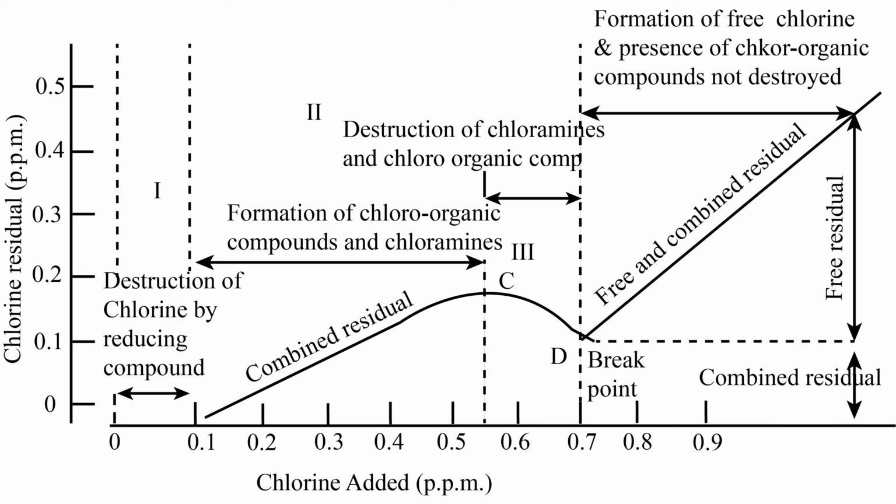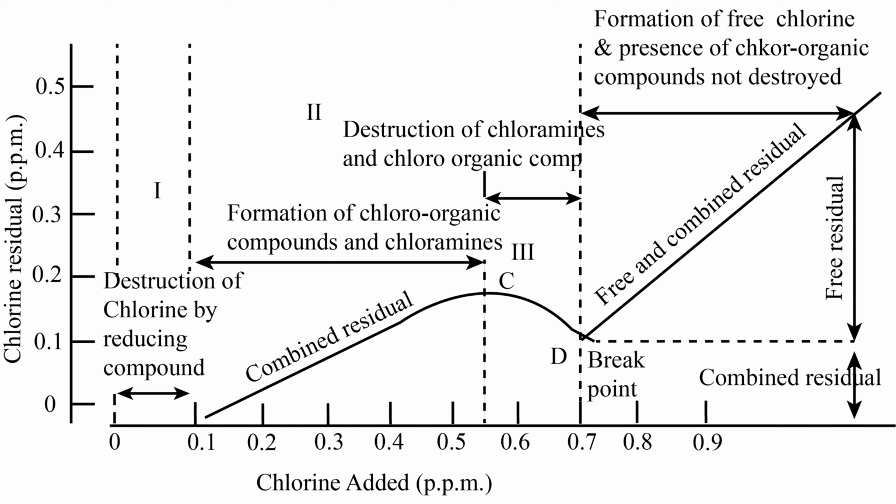Formation of chloroorganic compounds and chloramines takes place. There are different types of chloramines and chloroorganic compounds. These compounds form up to this point, from 0.1 to 0.55 ppm of chlorine added. After 0.55 to 0.7, the destruction of chloramines and chloroorganic compounds takes place.